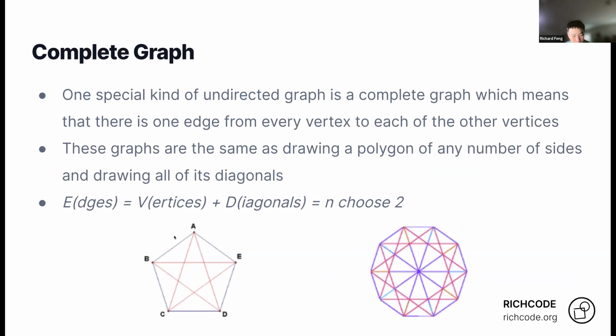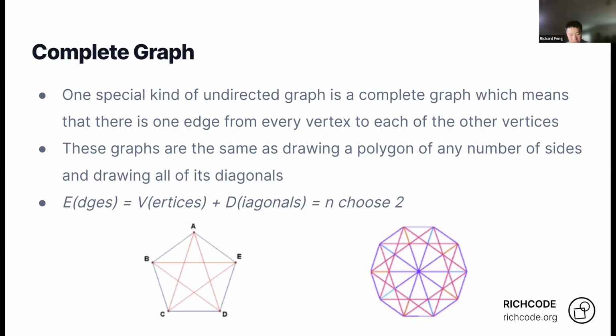And a complete graph is a special kind of undirected graph, which means that there is one edge from every vertex to each of the other vertices. So basically every two vertices are interconnected. These graphs are the same thing as drawing a polygon of any number of sides and drawing all of its diagonals.